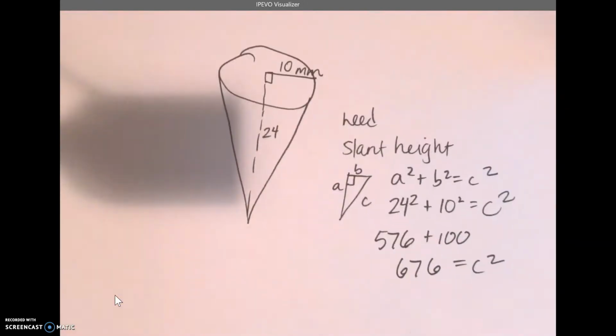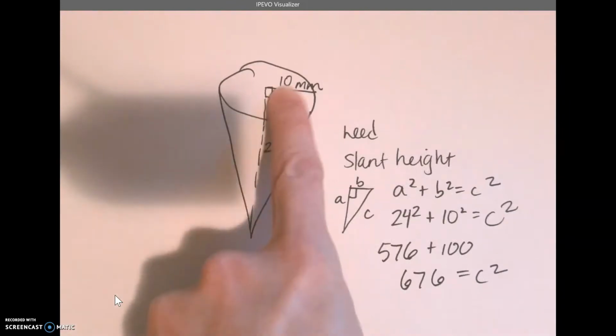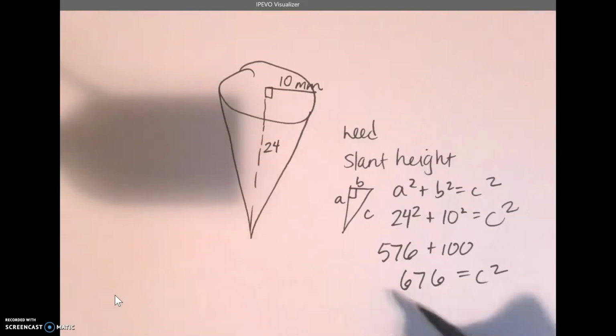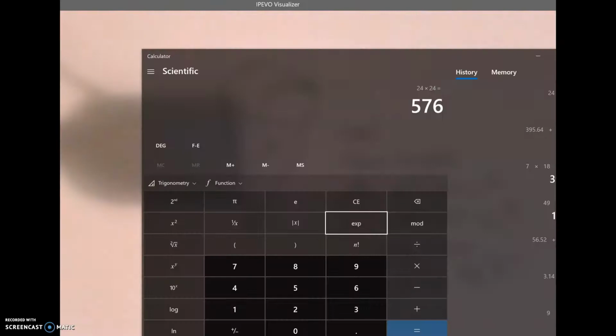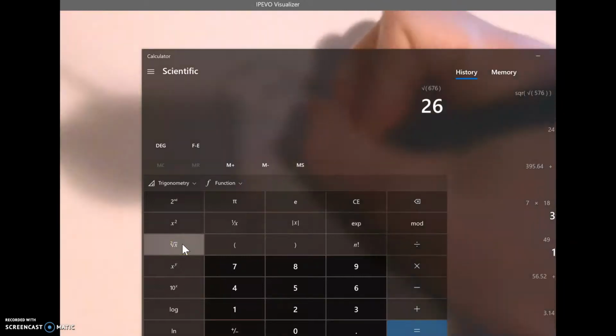And my last step to figure, this is not 676. Wow, that would be so long, that slant height. We need to do the square root at the end to figure out what the slant height is. So that would be 24. Oh, I forgot to add it. I was like, that does not make sense. Okay, now do the square root. That would be 26.